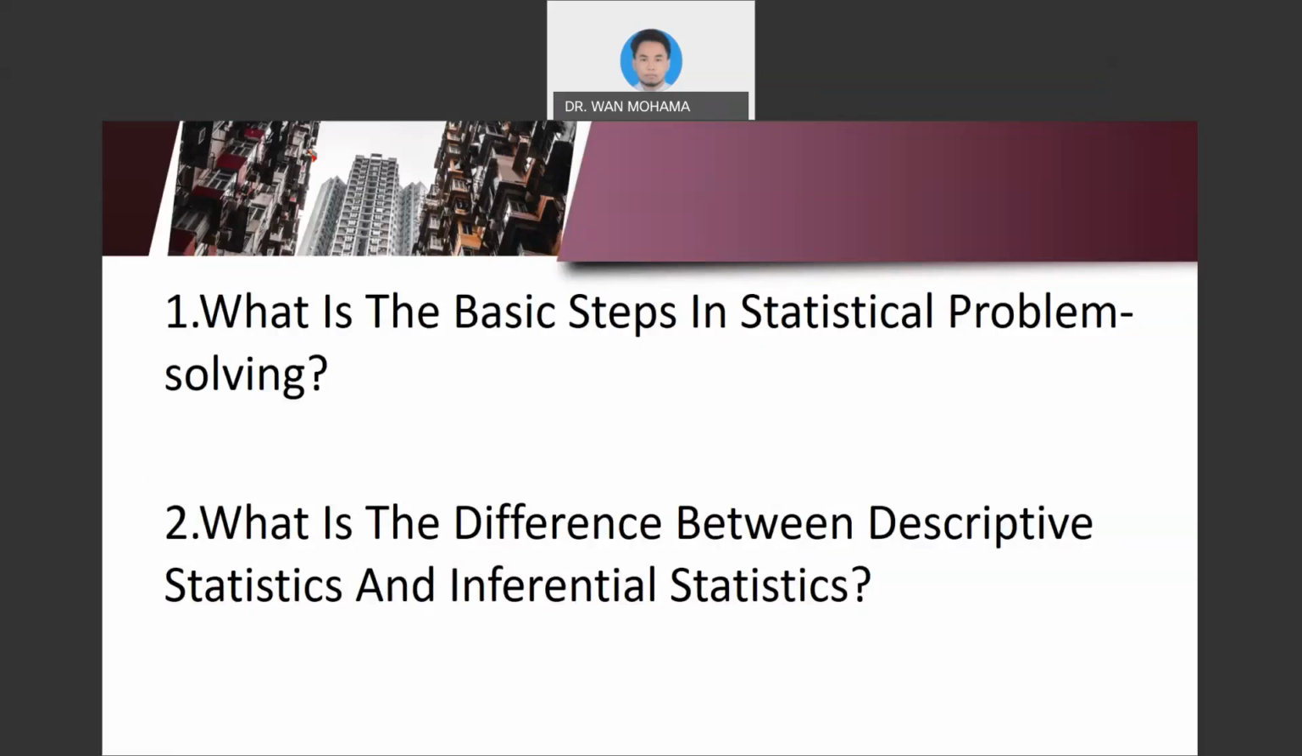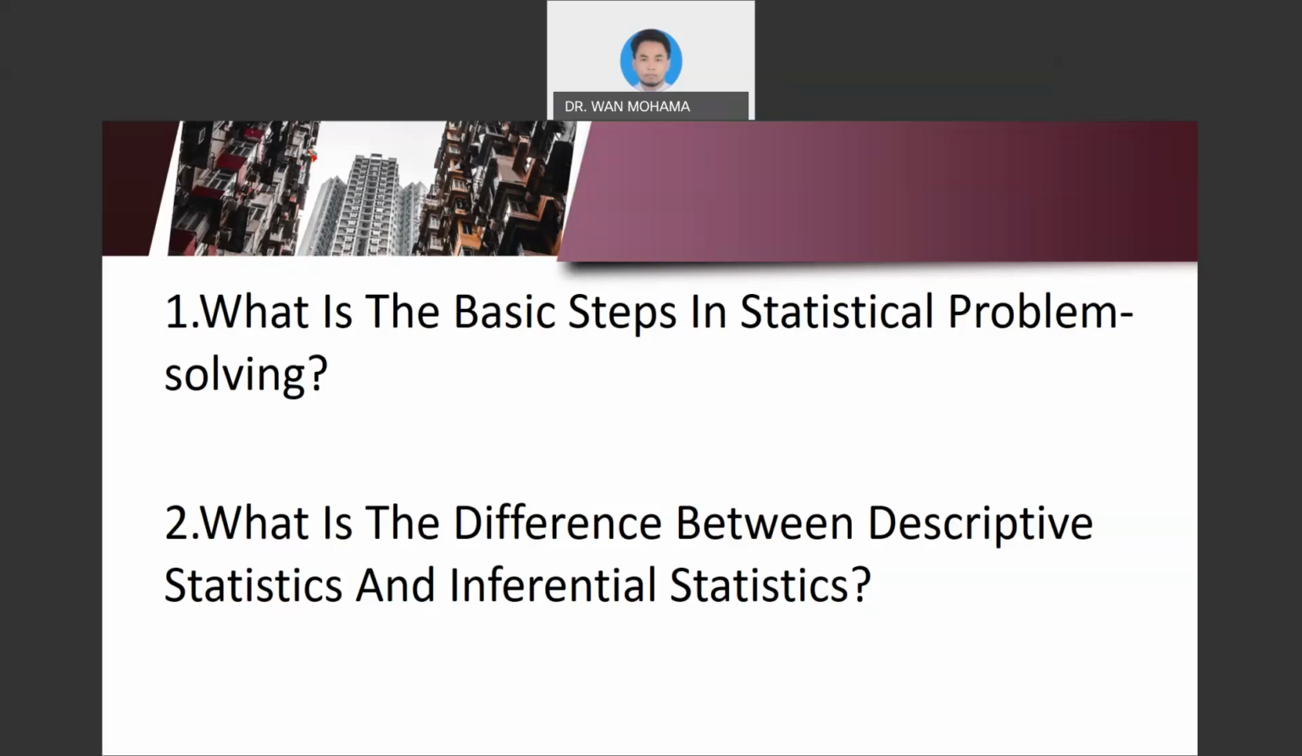in statistical problem solving? Statistical problem solving actually has 6 steps. The first one is to identify the research problem. What is the research problem? You as the researcher have to decide what kind of research problem can be used for your research. You can do many kinds of research in real life.